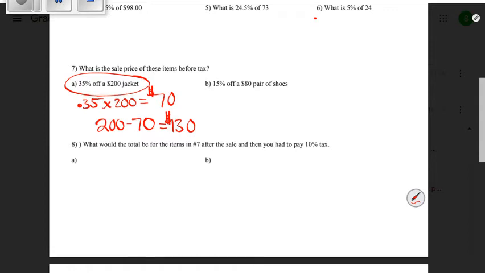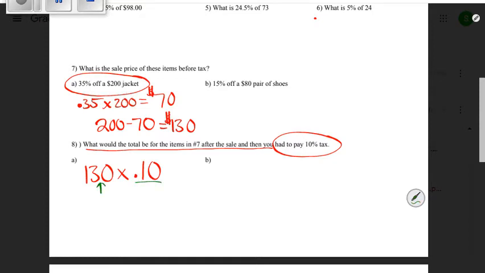In this next question, though, it says use your sale price, but now you have to go to the till and add 10% tax on. So you want to pay $130, because you took the 70 off, but you have to pay 10% tax. So you change 10% to a decimal and multiply it by the 130. And what you get is 13. Tax has to be added on, so you take that 130 and add $13 because it's tax. And so you end up paying $143.